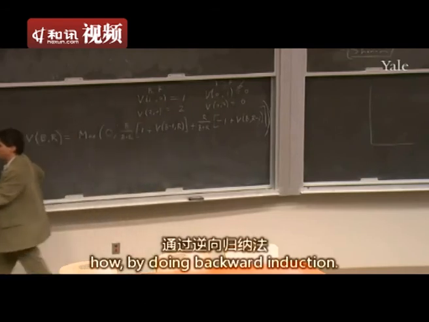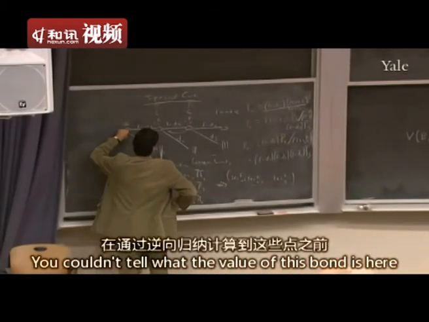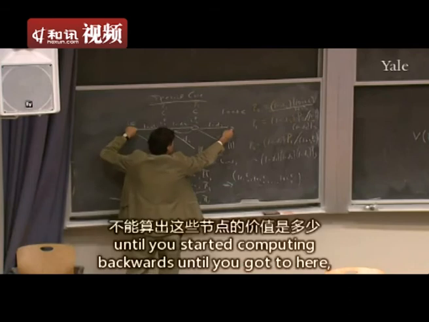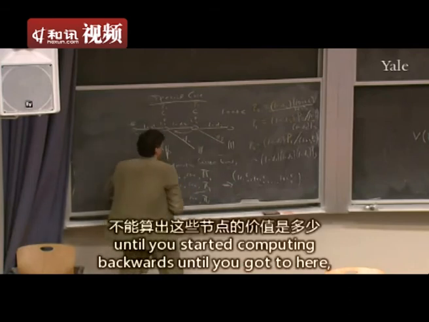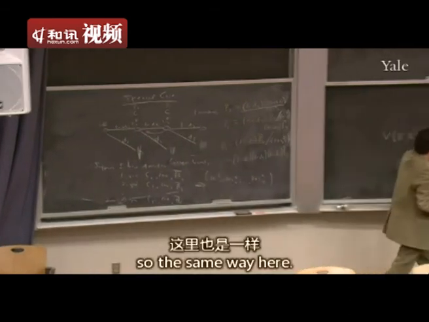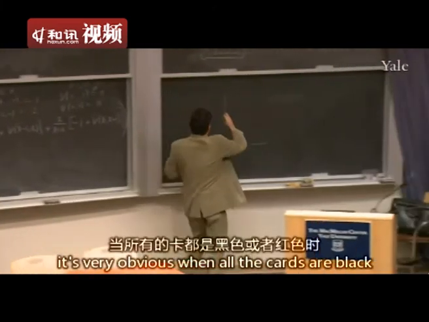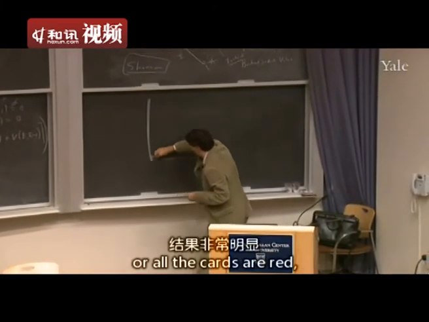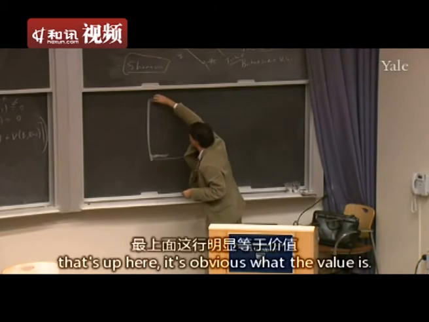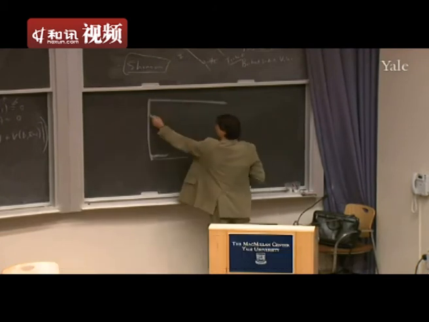How? By doing backward induction. You couldn't tell what the value of this bond is here with all these defaults and stuff until you started computing backwards till you got to here. So the same way here. We know at the edges, it's very obvious when all the cards are black or all the cards are red, that's up here, it's obvious what the value is.